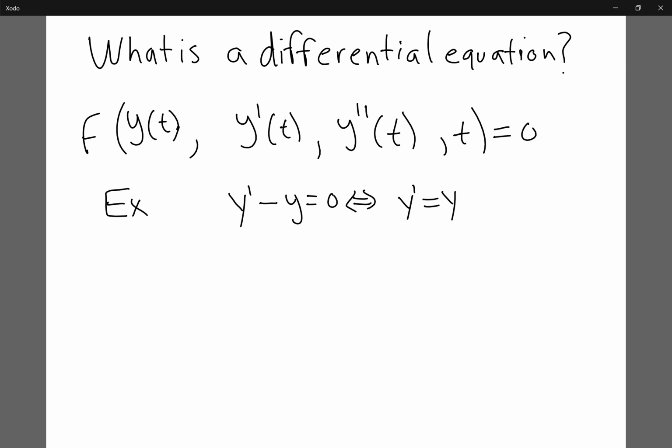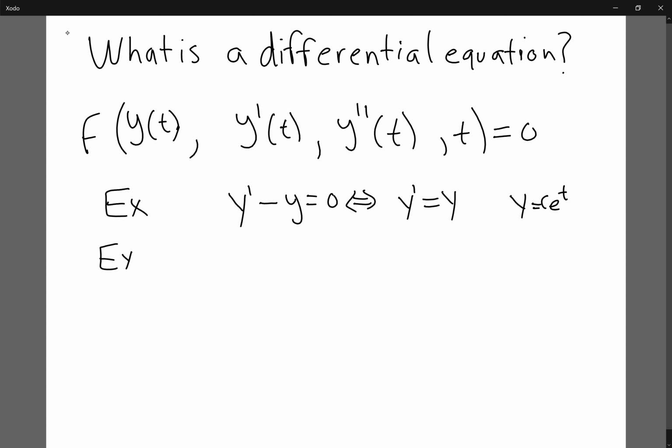Y is a function of time, and what we're saying is the derivative, or the rate of change of y, is equal to the value of the function. And in this particular case, it's not hard to guess a solution. If y was something like e to the t, and you took a derivative, you would see that it would satisfy that equation. In fact, if you put any constant out front, that would also be a solution to this equation.